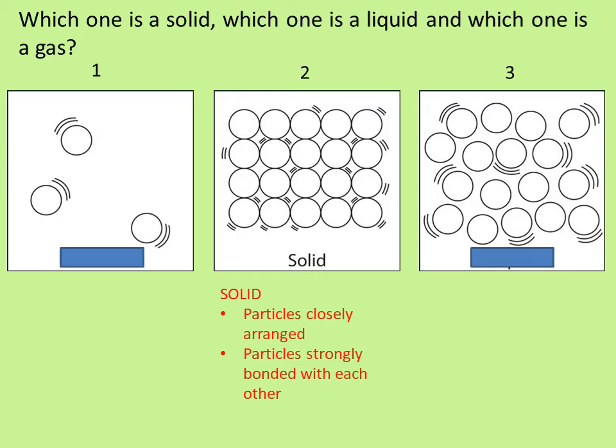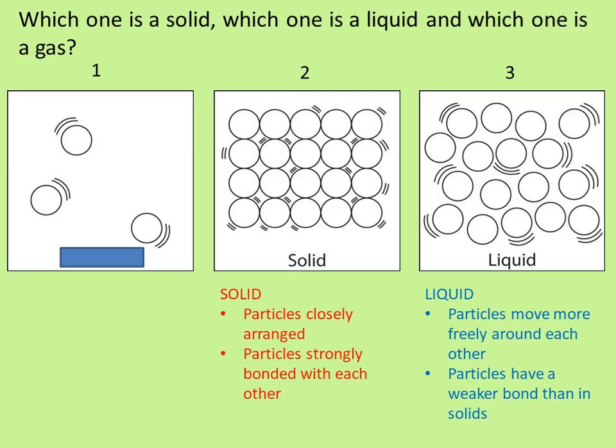Okay, which one do we think is our liquid? Number three. And why? We know that they're particles, they move around, they can slide over each other, they can move freely around, and they don't have as strong a bond as the solids do. So it's a slightly weaker attraction amongst all the particles.